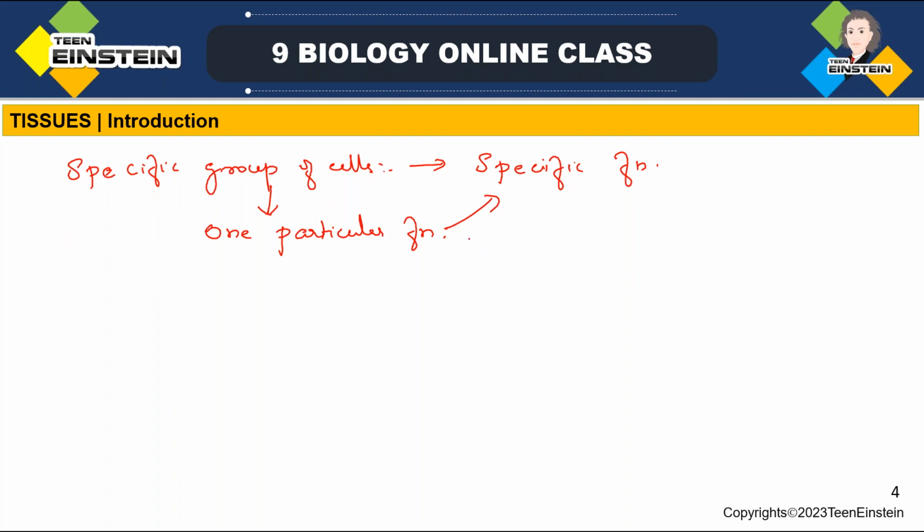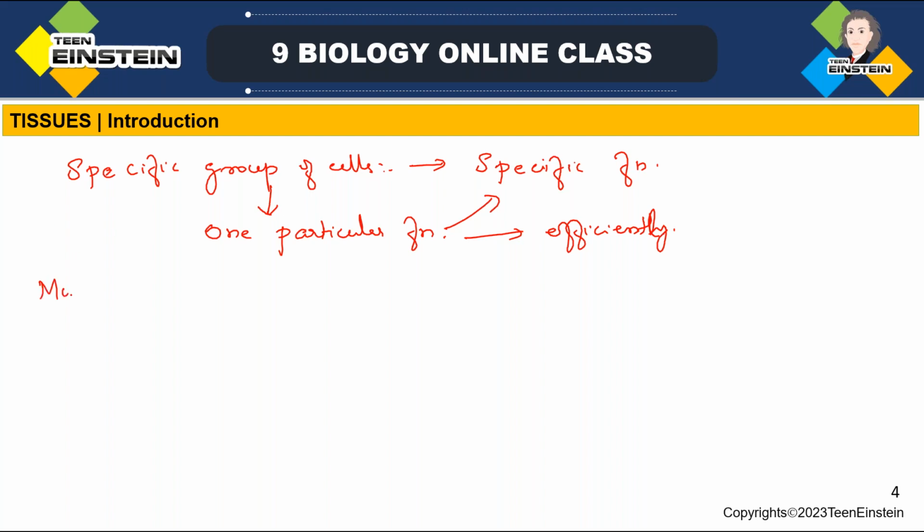And that function they will do in an efficient way. Okay, that they are doing efficiently. So in the case of amoeba, we said as an example for unicellular organism. For multicellular organism, we have a very common example, which is human beings, right?